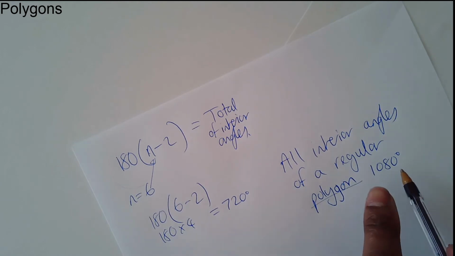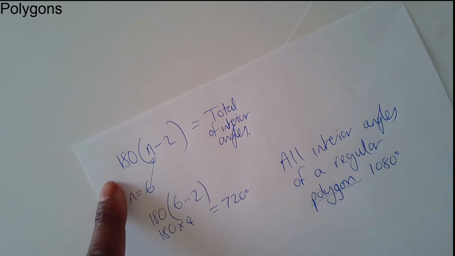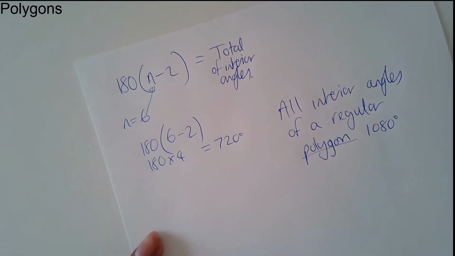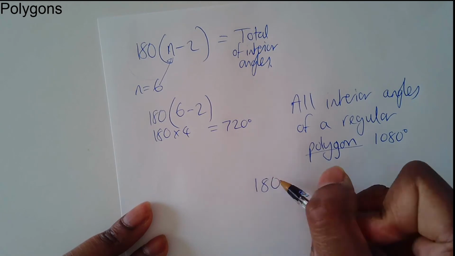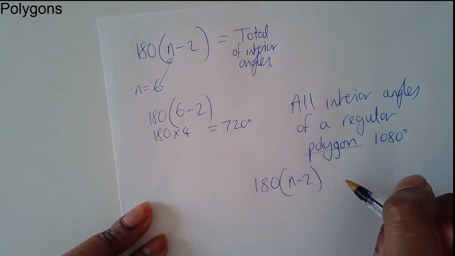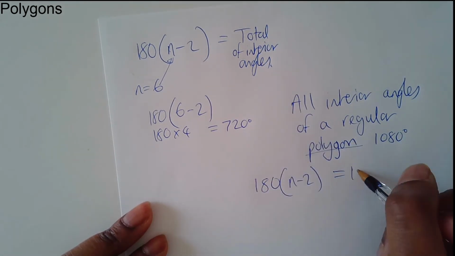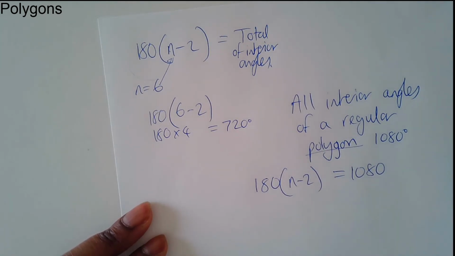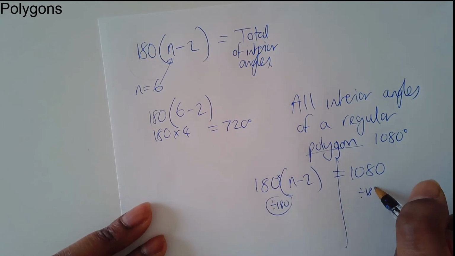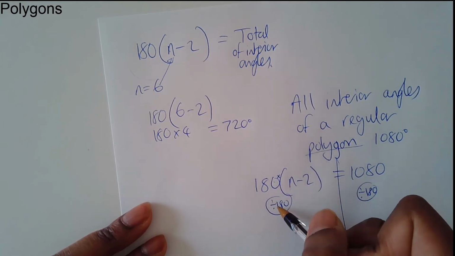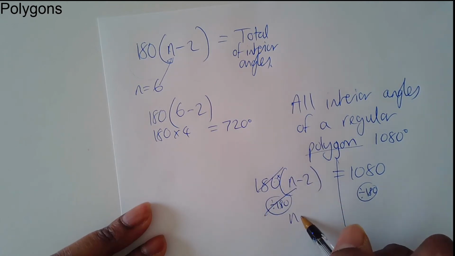So what I can do is substitute this into my formula. So we have 180 times n minus 2 is equal to, well, the total is 1080. So we need to work backwards to work out the value of n. Remember, there's an invisible times sign there. So all you need to do is solve the equation to find the value of n. To get rid of times by 180, divide by 180, and do the same on the other side. 180 divided by 180, they knock each other out. You're left with n minus 2.